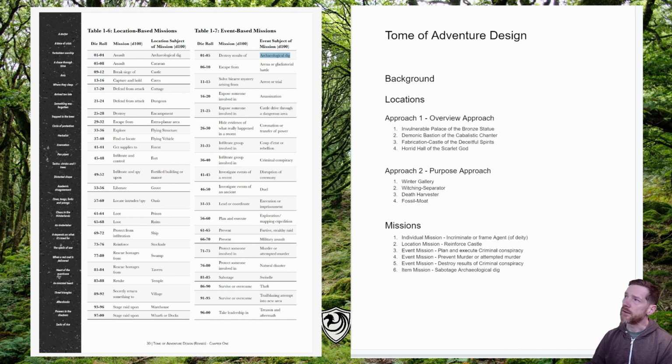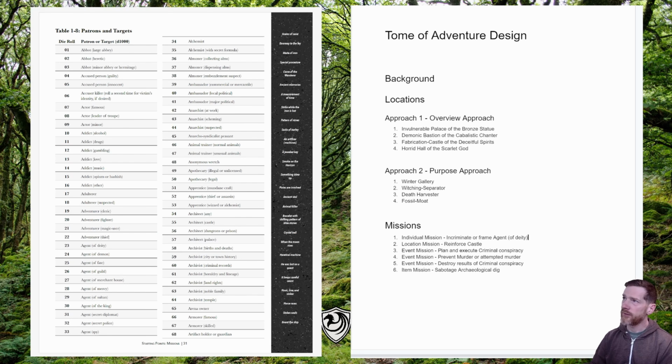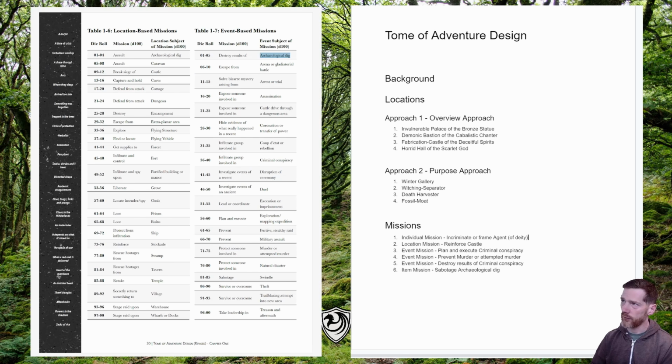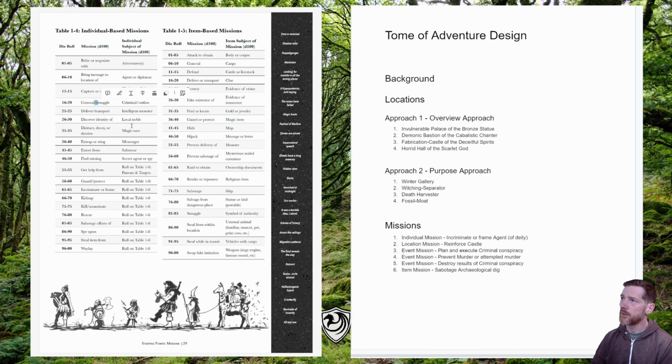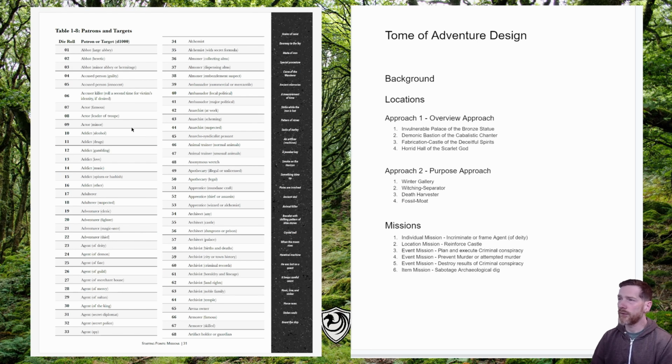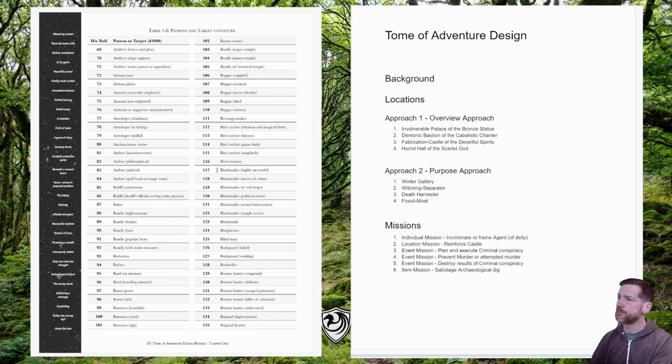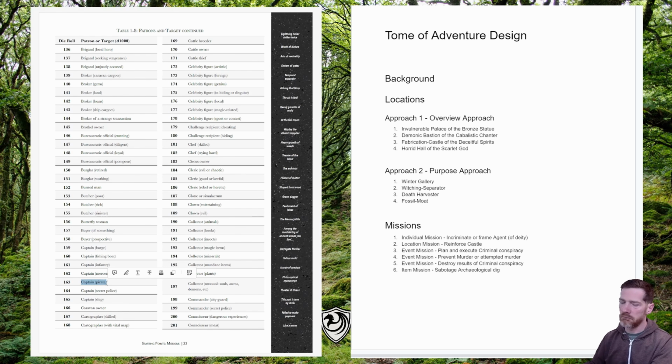So the next thing that we need in our mission is to determine who is our patron or target. So the way this works, first we figure out what is the mission type, what is the mission, then we figure out who is hiring us to perform this mission. All right, so we have a 92 is our first roll. Oh, sorry, this is supposed to be a D1000. So let's re-roll that. 163. A pirate captain.